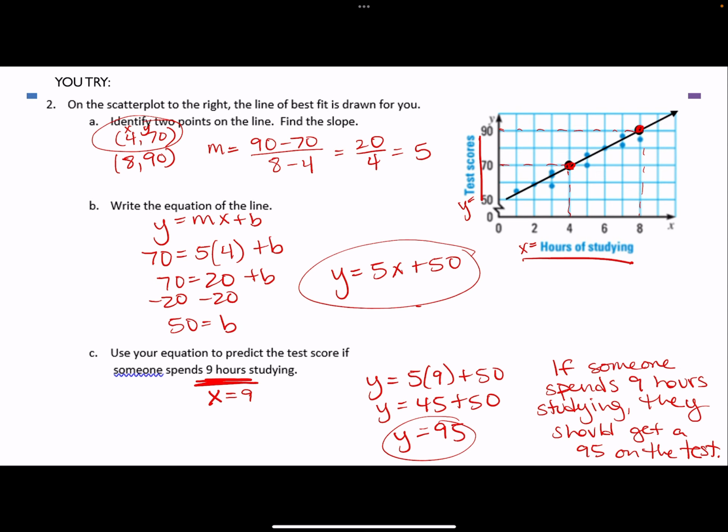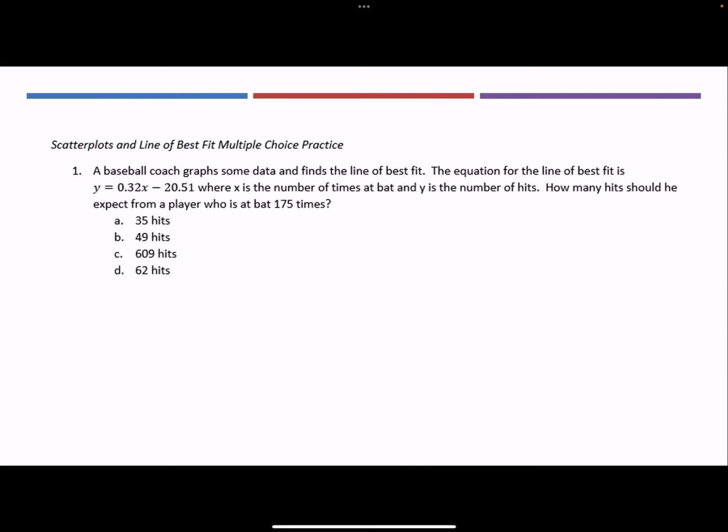Okay. So now you've done a couple problems where you had to write the equation. Most of the time when you see these kinds of questions, they're going to be in the form of a multiple choice practice problem. So we're going to do some of these practice problems together. So number 1, a baseball coach graphs some data and finds the line of best fit. The equation for the line of best fit is this. This is the equation he comes up with, where X is the number of times at bat and Y is the number of hits. So how many hits should he expect from a player who is at bat 175 times?